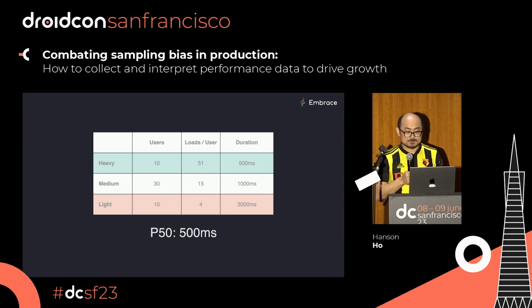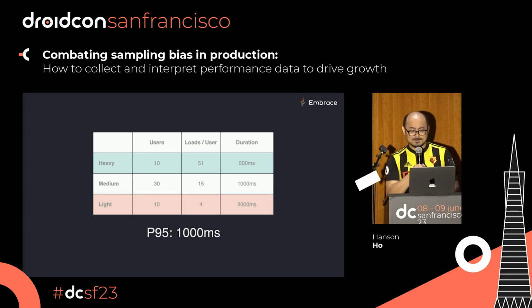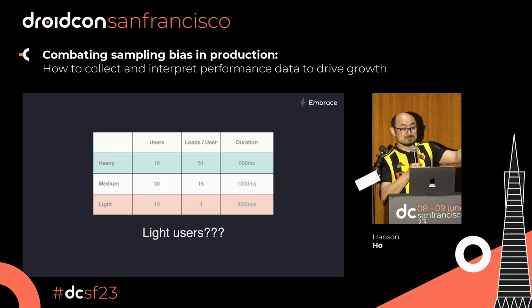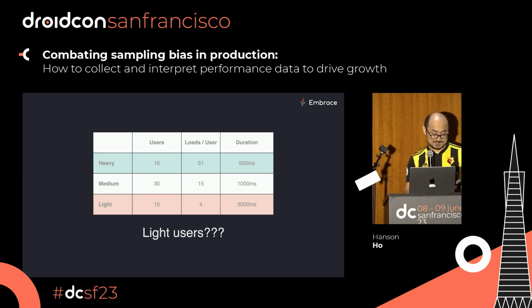So what's P50? Well, P50 is what, 500 milliseconds? That's what a heavy user sees. Odd. Heavy is 20% of users, okay. Well, P95, an outlier. What is P95? It's a second. It's what a medium user sees. But isn't P50 an outlier? What about light users? Well, unless you go beyond P95, light users aren't even represented in your percentiles.